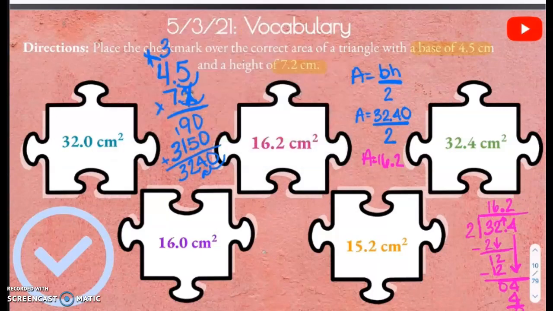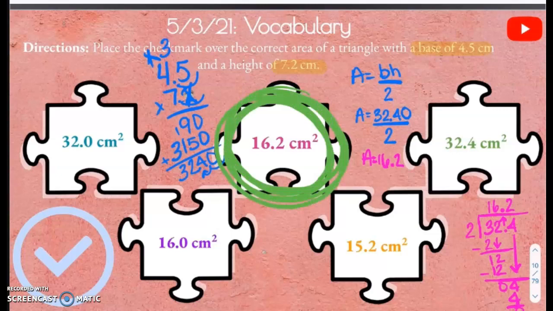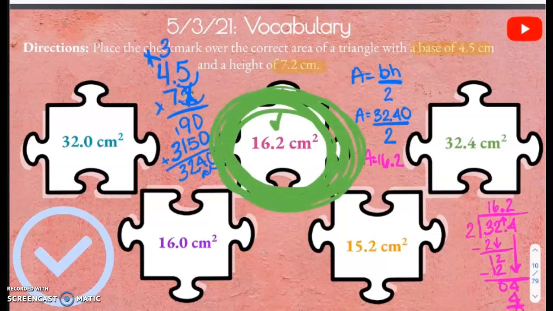Because remember, you can put a placeholder 0 after. If you want to, you can put as many as you want. But in this case, our answer is going to be that 16.2, or 16.20 centimeters squared. So all we did was multiply base times height, and then we divided by 2.